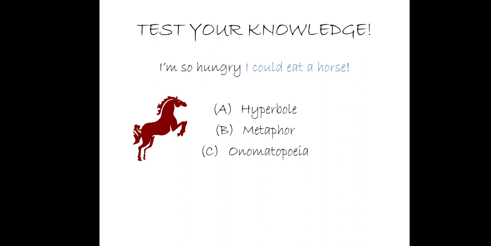I'm so hungry I could eat a horse. Now, exaggeration or overstatement can be seen in this example. No one can eat a horse. But here is the expression with the figure of speech hyperbole.